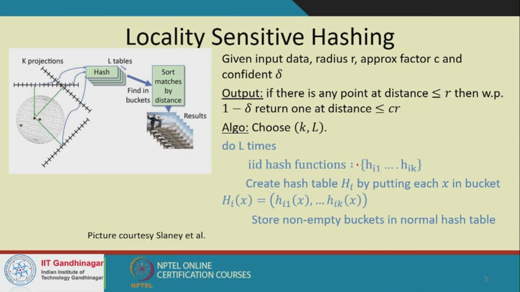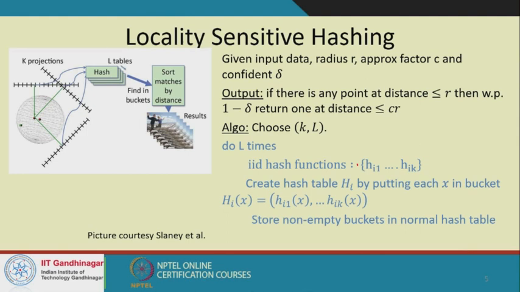Let's say we are building the ith hash table. For that we need to choose hi1 to hik, each of them IID, chosen from some hash family. The hash family depends on the particular distance metric that you're interested in. We talked about a number of different kinds of metrics and their corresponding hash families. If you don't remember all of them, just think about the Euclidean metric and the corresponding hash family.